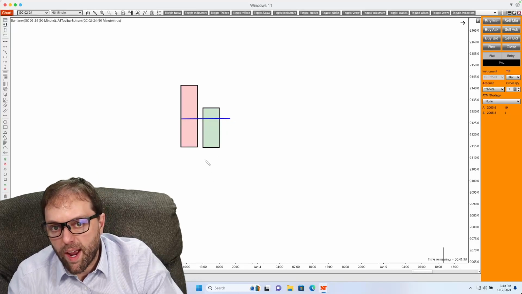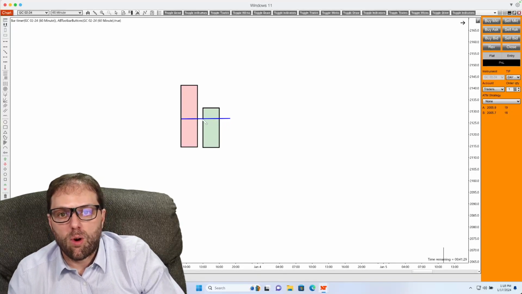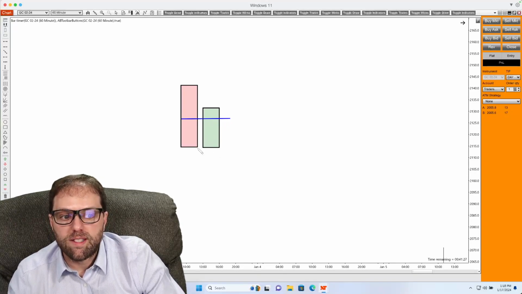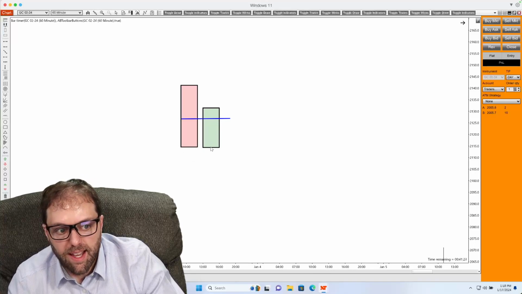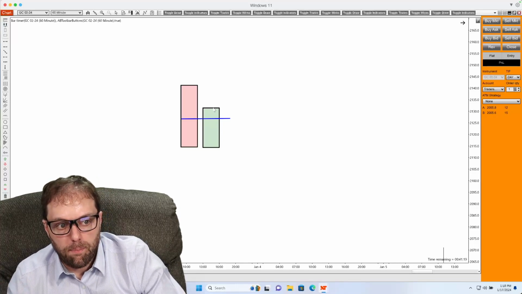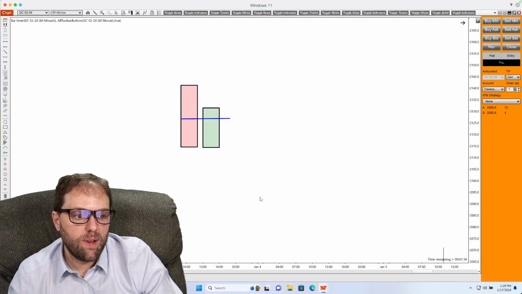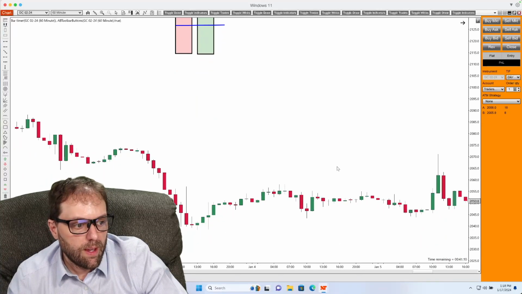There might be some wicks associated with that second candle as well as the first, but the overall premise is this body wants to be somewhere opening around that close price of the previous candle, test it, and then also close above the 50% line on that candle. So let's take a look and see if we can spot an opportunity.